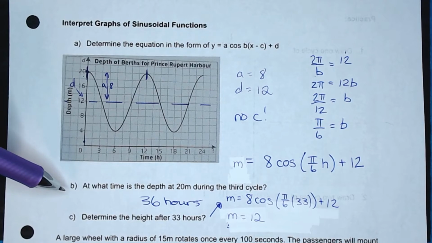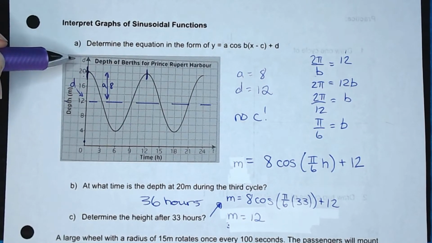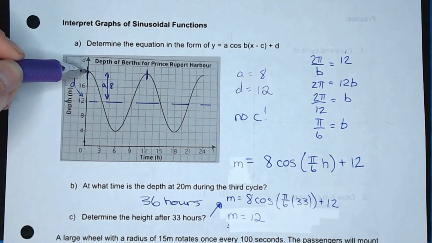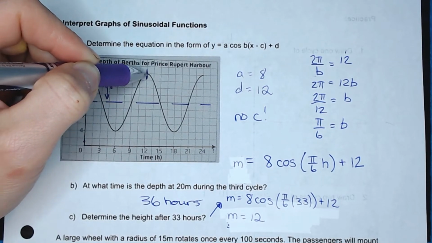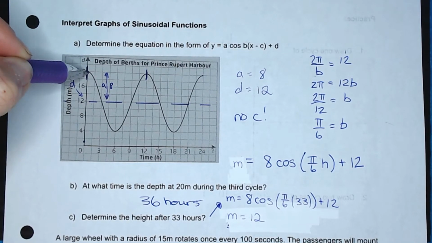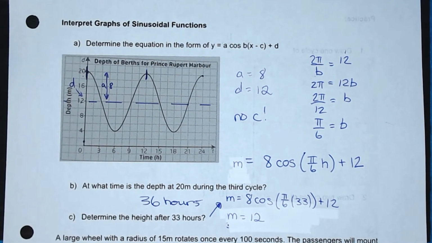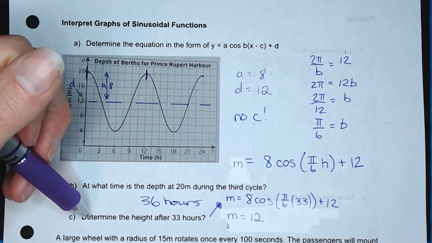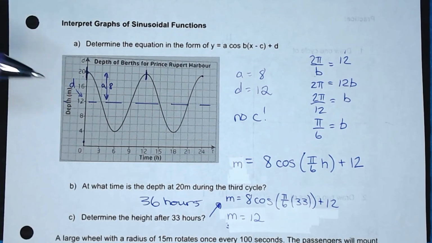We have some questions about this graph. At what time is the depth at 20 meters during the third cycle? So you can see the depth of 20 meters repeats every 12 units, every 12 hours. So at the third cycle, we have 12, 24, another 12 would give us 36 hours. Okay. The last part here, determine the height after 33 hours. So you're just going to plug in 33 into the time, and then your output from your calculator will give you 12.